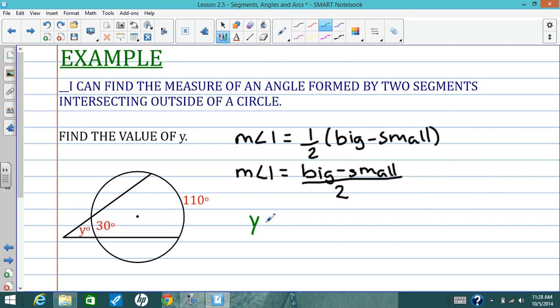The angle we're looking for is y. The big arc is 110. The small arc is 30. Now all we have to do is simplify, and I did make a mistake. Of course, I do that to show you that mistakes happen. You've got to check your work. So you should get that y is 40 degrees.